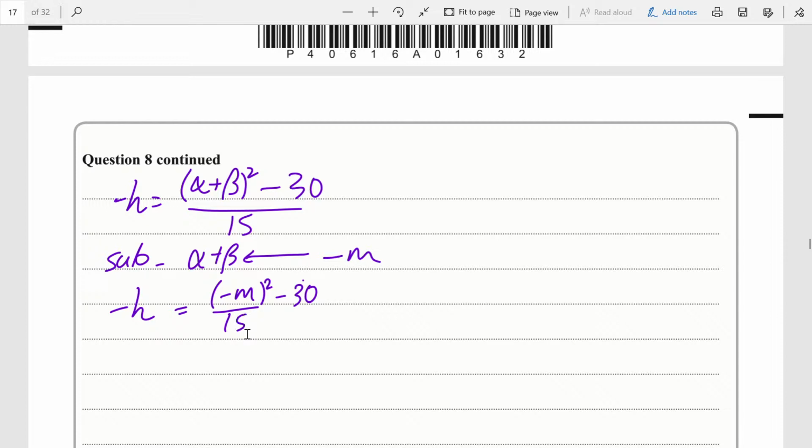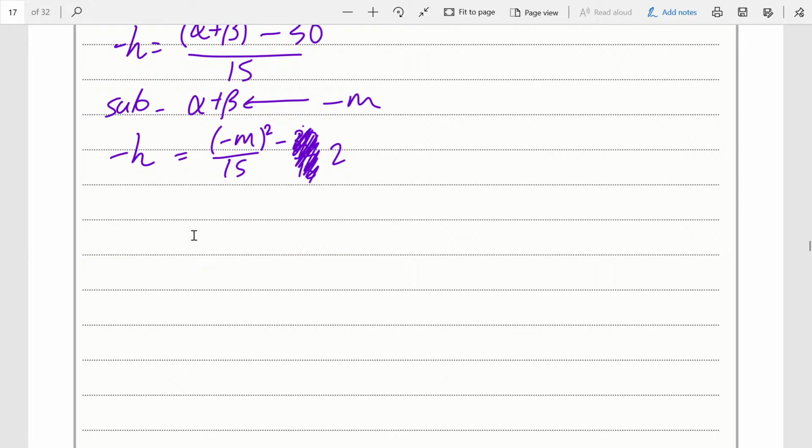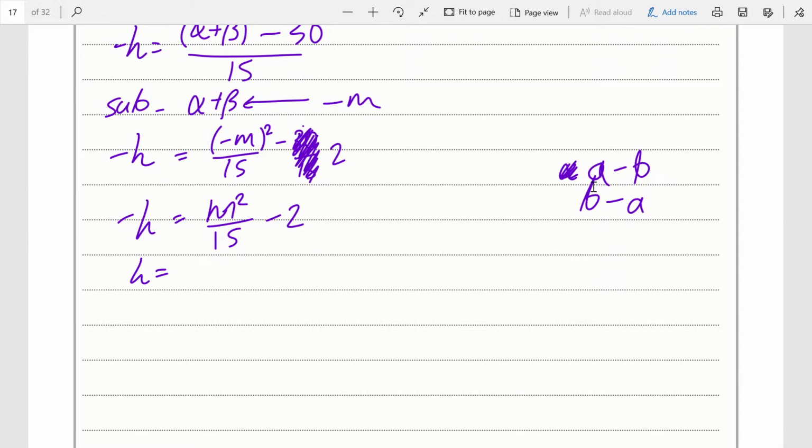And the thing is, we can put this denominator over 15 separately, because 30 over 15 is going to cancel out to a perfect 2. And of course, minus m squared, since it's a negative squared, you will get a positive number. So minus h will be equal to m squared over 15 minus 2. And of course, to remove the negative sign on this part here, we multiply both sides by negative 1. So h is equal to, and a nice trick to know is that if you have some a minus b that you multiply by negative 1, it will automatically become b minus a. Just think about the fact that one number becomes bigger than the other, like the difference between them becomes negative because they switch places. So h is equal to 2 minus m squared over 15.